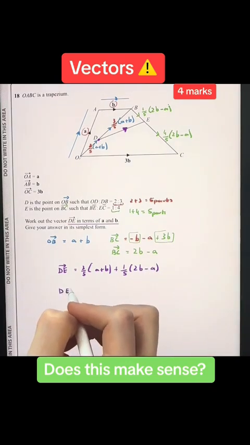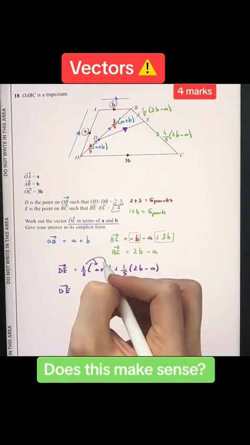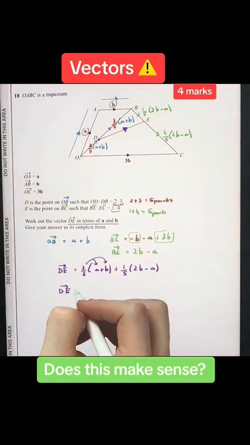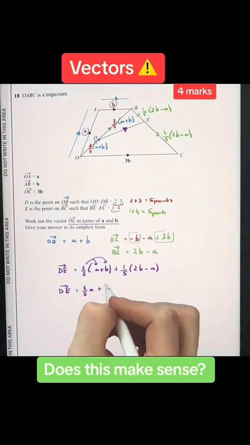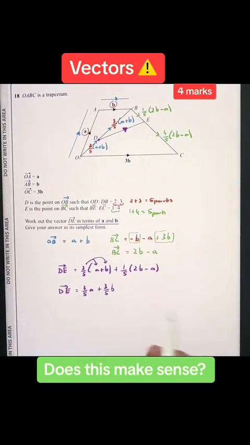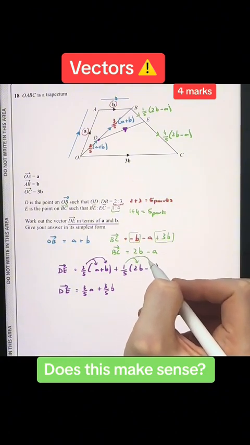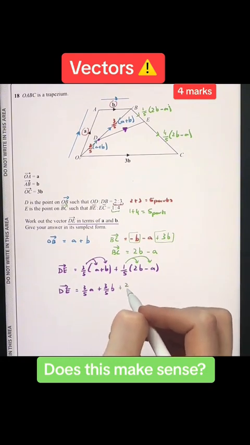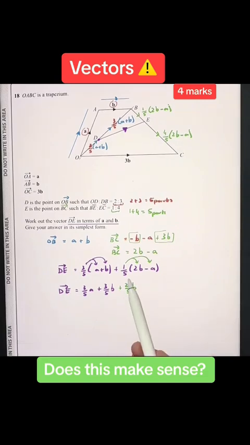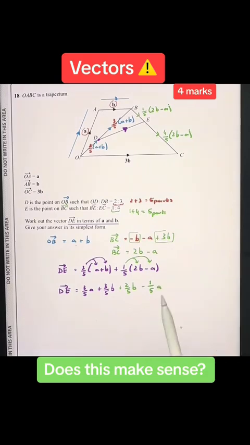Expanding out each of my single brackets, whatever's directly outside, I multiply by each term directly inside my single bracket. Well, 3/5 times a will give us 3/5 of a, and 3/5 times b will give us 3/5 of b. Once again, expanding my single bracket, positive 1/5 times 2b will give us positive 2/5 of b, and positive 1/5 times negative a will give us negative 1/5 of a.